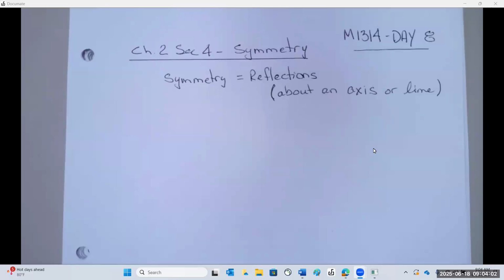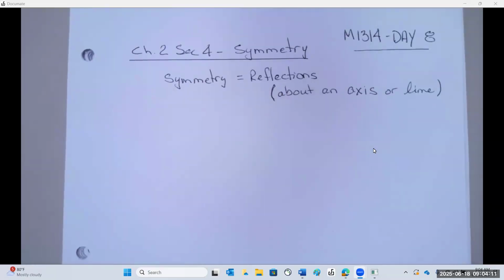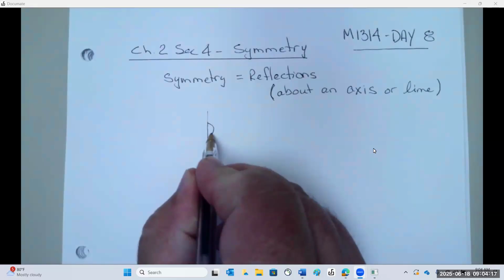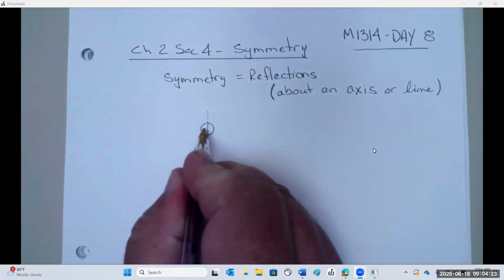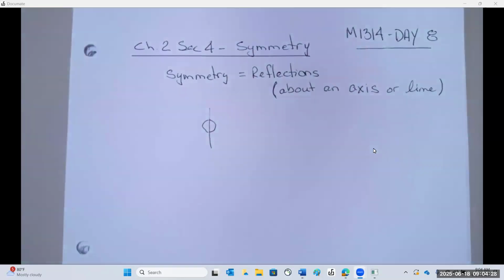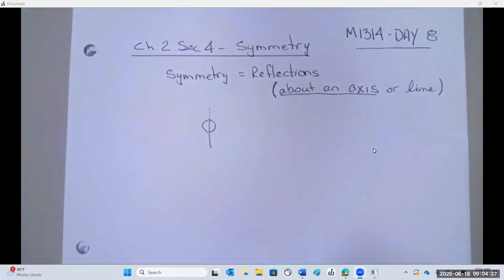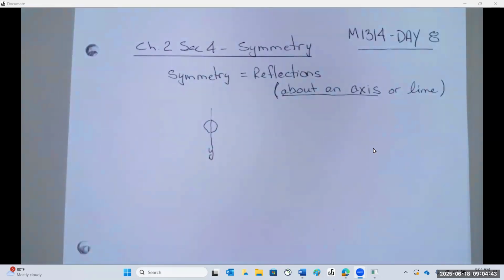Remember, what is symmetry? Symmetry is actually a reflection. If you think about it, if there's a line, and if I draw half a circle here, and I draw half a circle there, those are symmetric because they're equal on both sides. So symmetry means a reflection. It's a mirror image on both sides. Now, we say about an axis. So let's say this is the y-axis. So this is symmetric about it. That means it's on both sides of that axis.